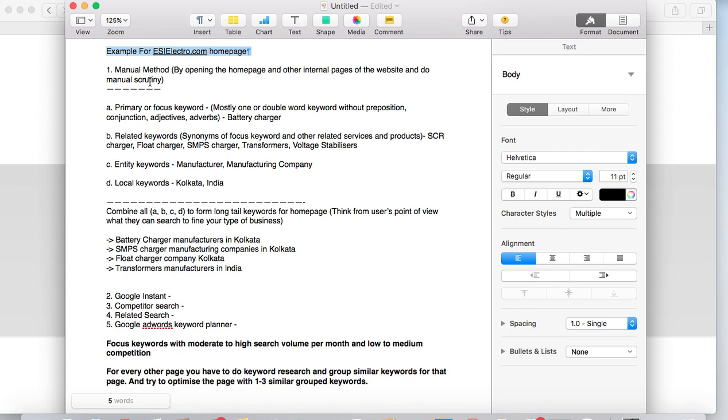So what we do now, we would write it this way: primary word, or focus word. This is also called the focus keyword, then related keyword, then entity keyword, and then local keyword. So now you would fill it up here.